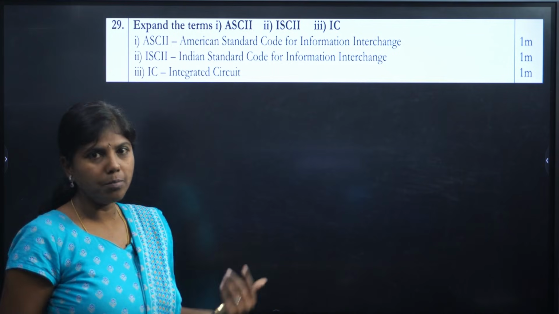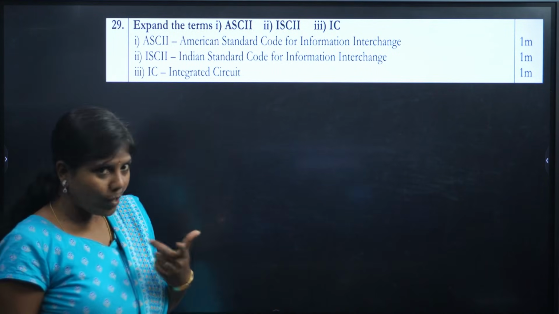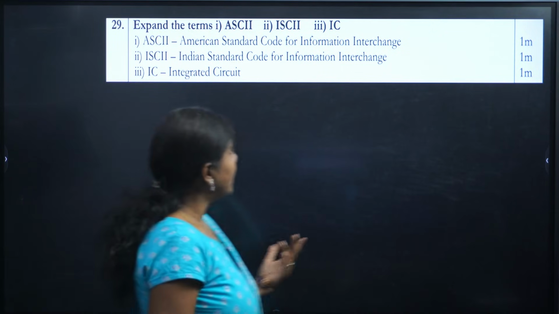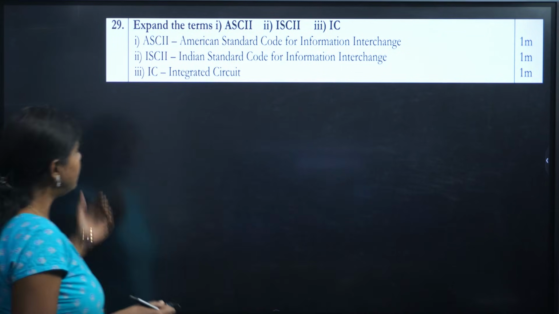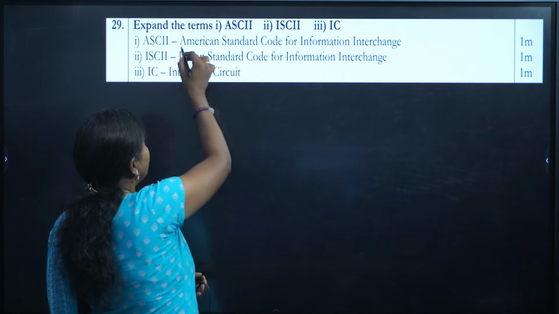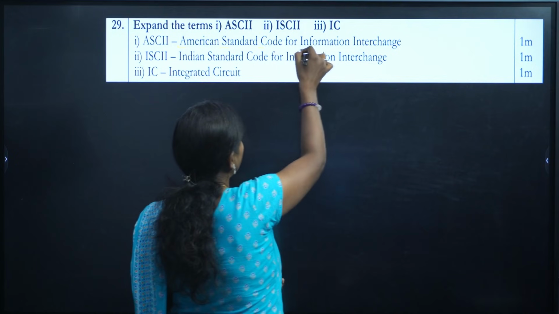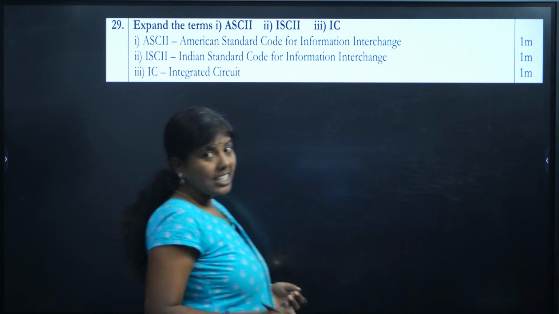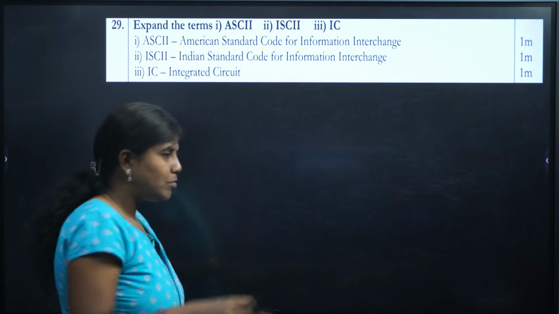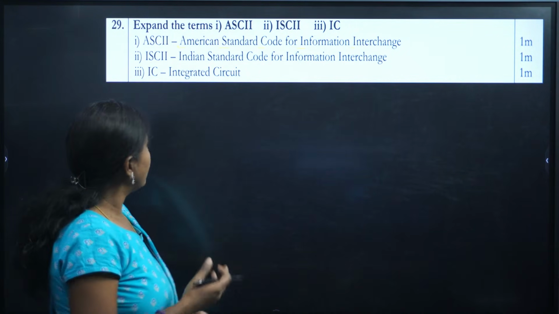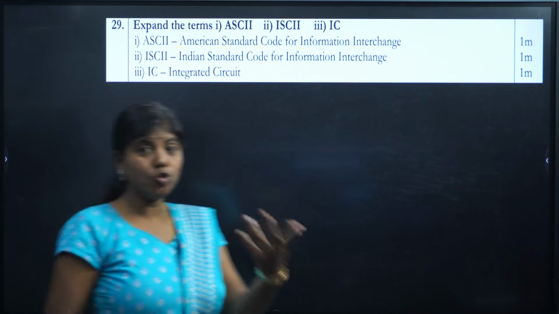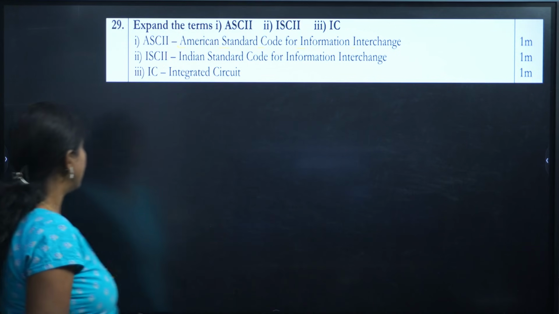The expansions are very simple. We have ASCII, and IC is for integrated circuits. ASCII is American Standard Code for Information Interchange. Even if it is given like this, don't get confused, it's information interchange. Similarly we have ISCII, Indian Standard Code for Information Interchange.